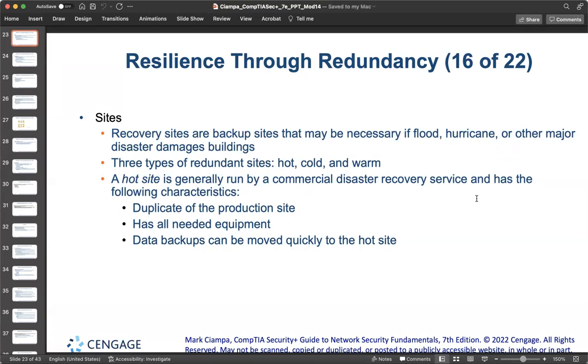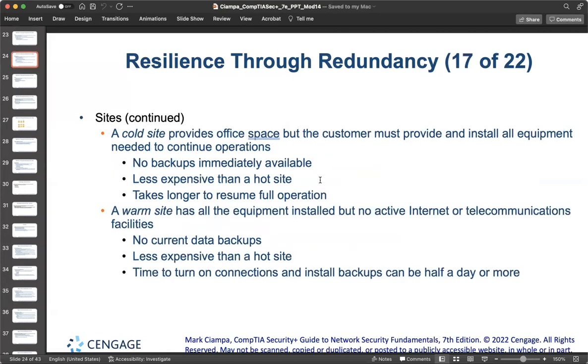A hot site is generally run by a commercial disaster recovery service and has a duplicate of the production site, has all the needed equipment up and running, and data backups can be moved quickly to this hot site. And the hot site even has network connectivity or internet connectivity. So in case of a failure, you just need to move your employees from the actual site to the hot backup site and start conducting business. So it's virtually seamless, right? Your business is going to be continuing.